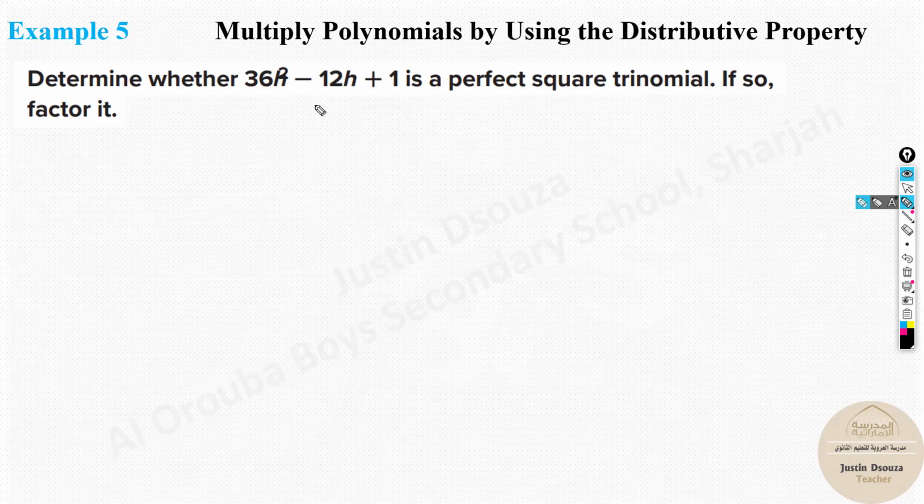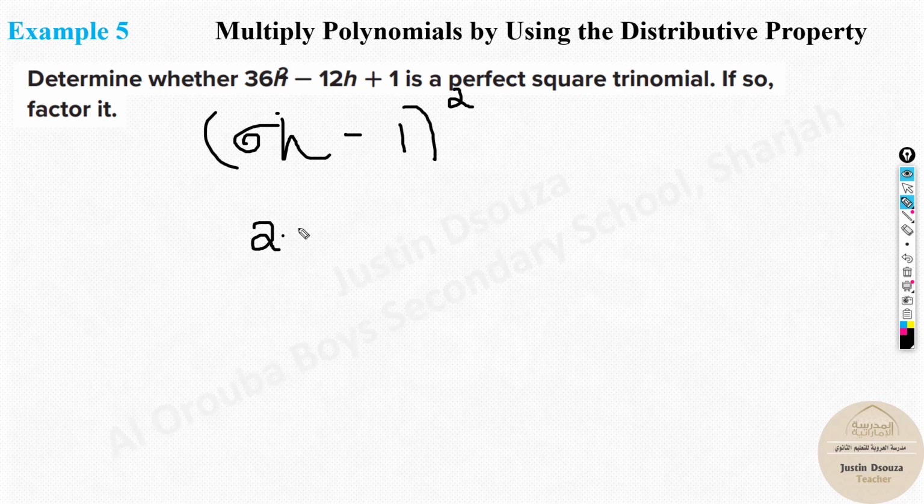It is 36h squared. The square root of this would be 6h. The last term would be 1. It's minus over here, so we have to write minus. But let's check this. Is this true? The middle term would be 2 times a and b. 6h multiplied by 1. Let's multiply: 2 times 6 is 12, 12 times 1 is 12 only. 12h. Now it will be negative. That's fine. Just the terms.